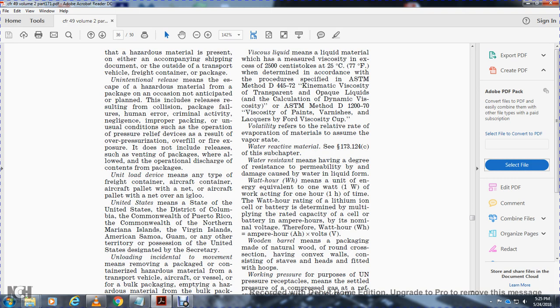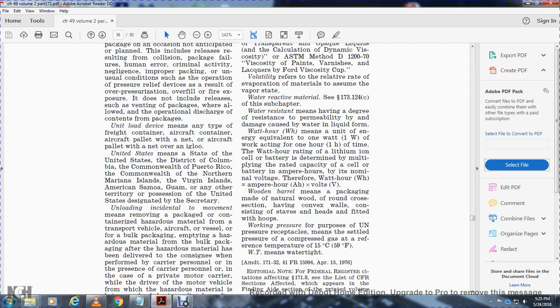Watt hour rating on a lithium ion battery is determined with the multiple of the rated capacity of the cell or battery in ampere hours times the nominal voltage. Therefore, the watt hour is equal to amp hours times volts. A wooden barrel means packaging made of natural wood, round in cross section, having convex walls consisting of staves and heads with hoops.